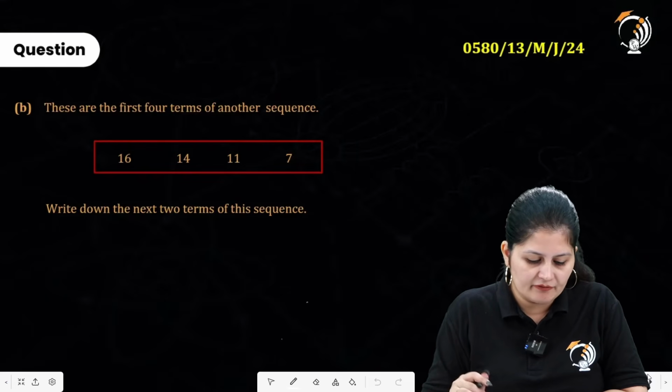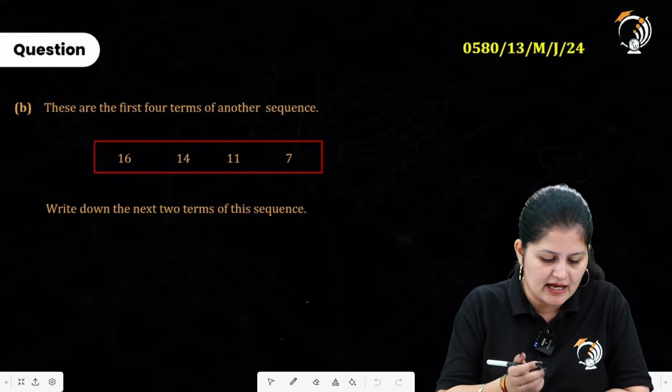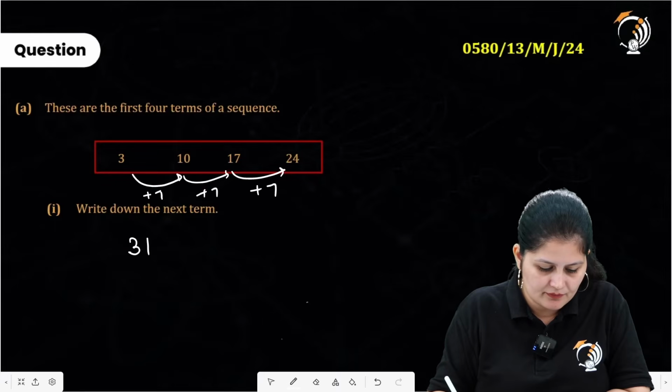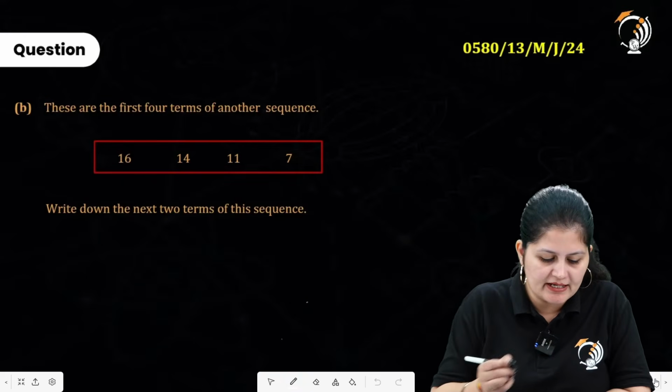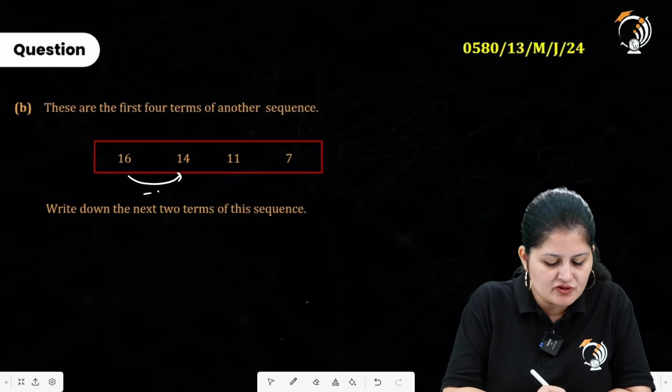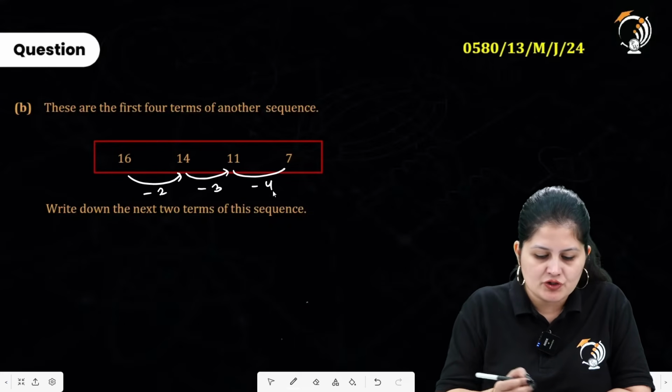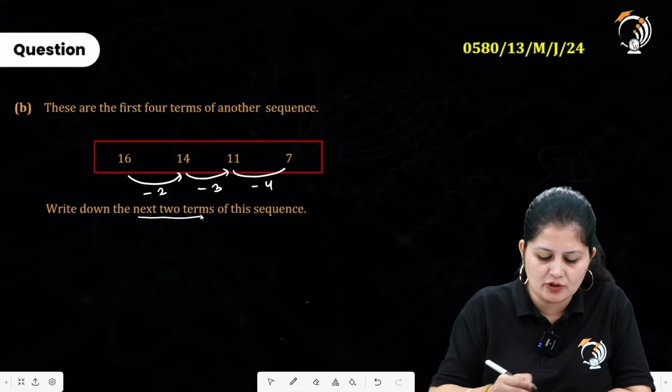Now, we have one more sequence here that goes as 16, 14, 11. So here the next sequence is, we have a common difference of -2, then we can see -3, then we can see -4. So as the question is saying, we need to write the next two terms of the sequence.